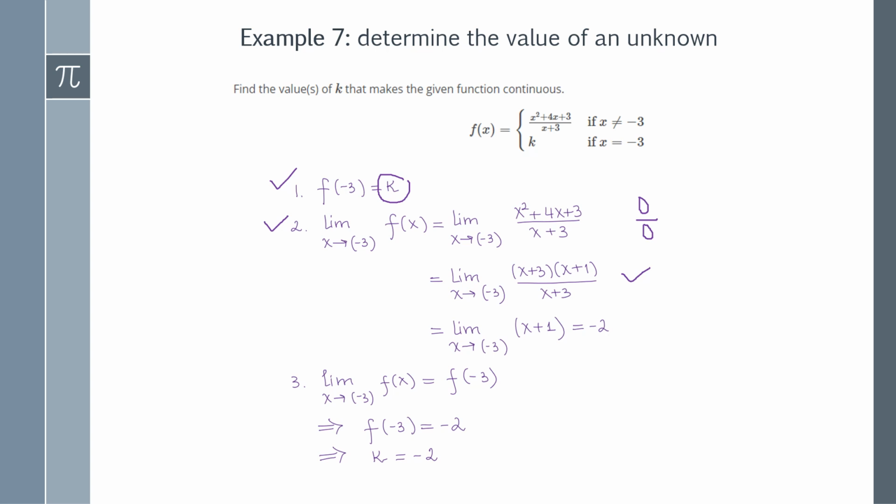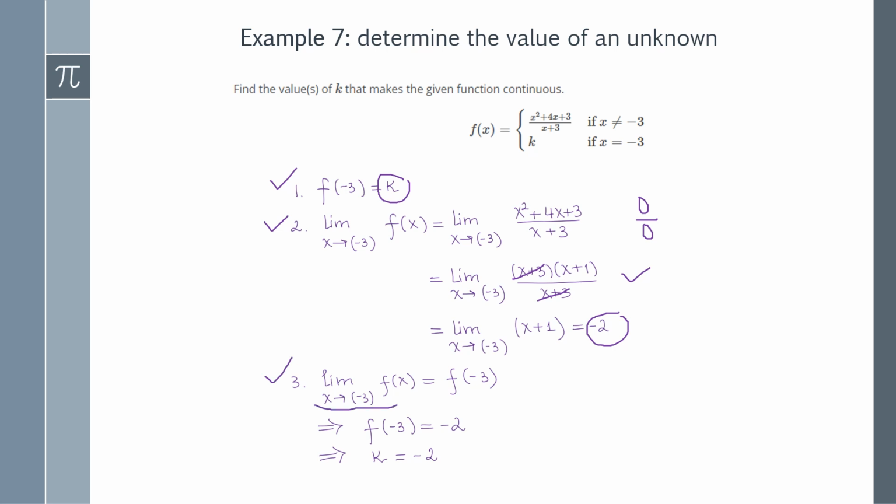So this is x plus 3 times x plus 1 in the numerator. The denominator just stays as is, x plus 3, and we can cancel out this term right here. So now we have the limit as x goes to -3 of a linear function, x plus 1, and we can just evaluate that at -3, and that turns out to be -2. Now we need to make sure that the value of the function is equal to the limit. That's what condition 3 is.